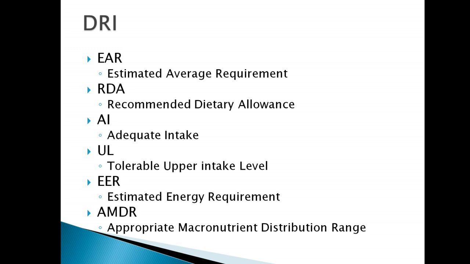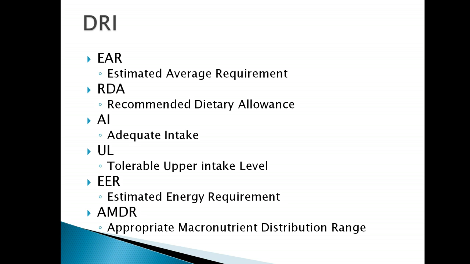Okay, so the first is the estimated average requirement, the EAR. This is basically how much of a nutrient the average adult needs, right? EAR, estimated average requirement. That's pretty simple. That's how much your average adult needs. So your average person, if they get this amount of the nutrient, whether it's a vitamin or a mineral or whatever it is, they should have enough for optimum health, right?